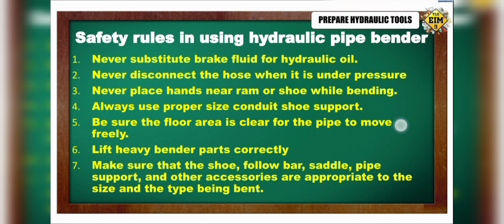Yan. So, nabanggit ko po kanina, yung ating pong shoe is kailangan po ay akma doon sa size mismo ng conduit na ating binibend. So, hindi lang po yung shoe ang dapat nating consider, and the other parts din po ng hydraulic pipe bender. It is also kailangan appropriate to each other. Kung anong size po yung shoe natin, yun din po yung follow bar, saddle, at saka yung pipe support ay kailangan din po akma dun sa size mismo ng shoe natin at the same time dun po sa conduit na ating ibibend. Okay?